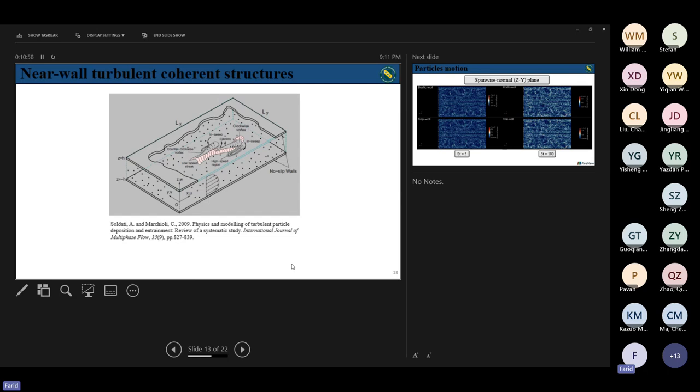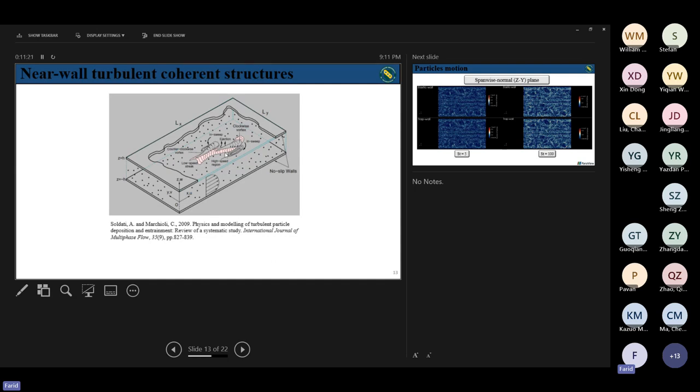So let's move on to the actual purpose of this study. We want to see how this new third generation of vortex identification can be applied to particle-laden flow, and can we see this streaky structure of the turbulent flow for particle-laden flow through this method.